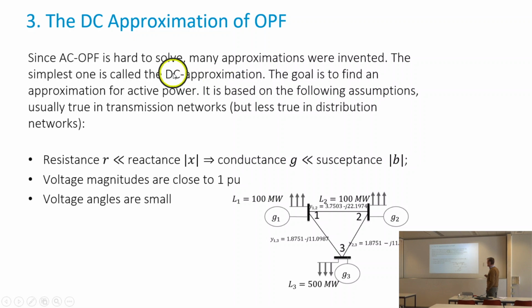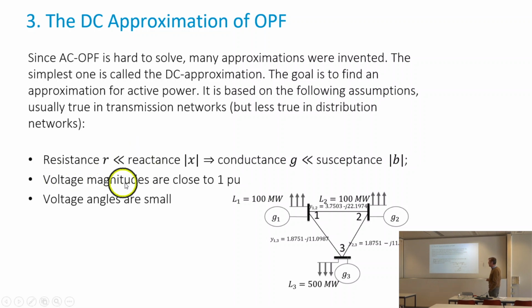DC approximation does not necessarily mean that we replace the grid by a DC grid. We do keep an AC grid, but we observe a number of things. On transmission networks, so very high voltage lines, Swiss grid for example, 100,000 volts and beyond, the resistance of the line is much less than the reactance. So the reactive part of the lines is much larger than the resistance. The resistance is non-zero, but its effect is much smaller.